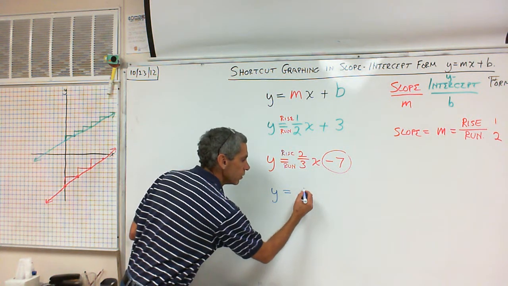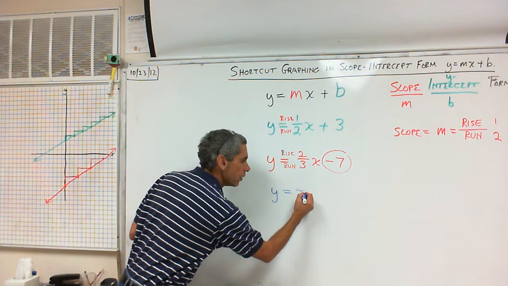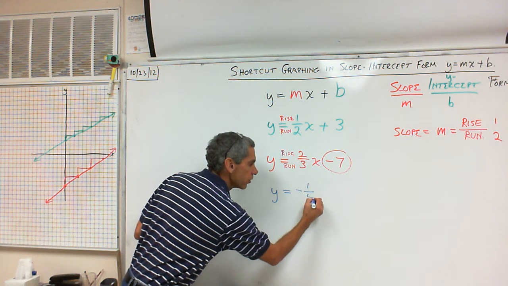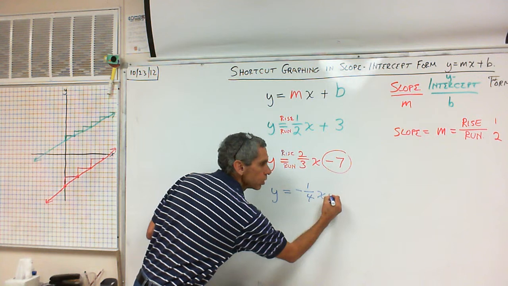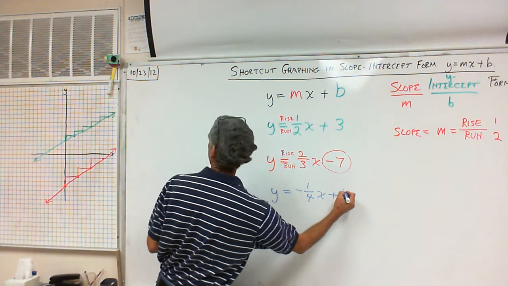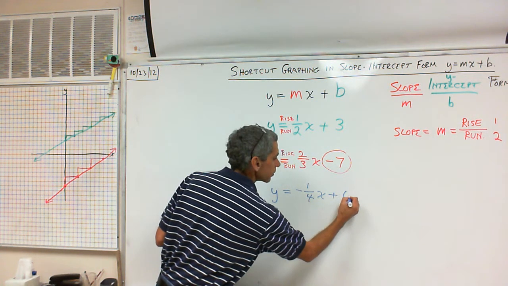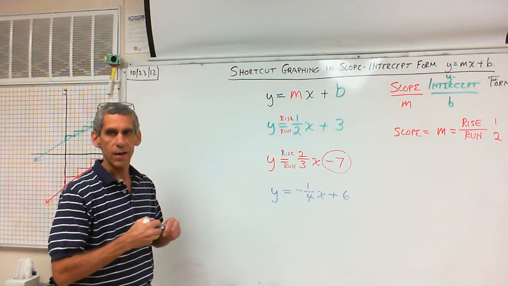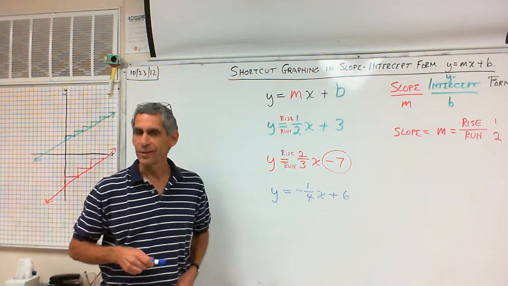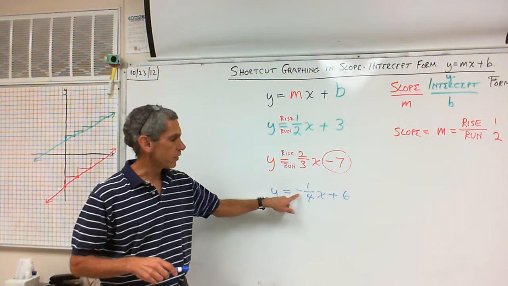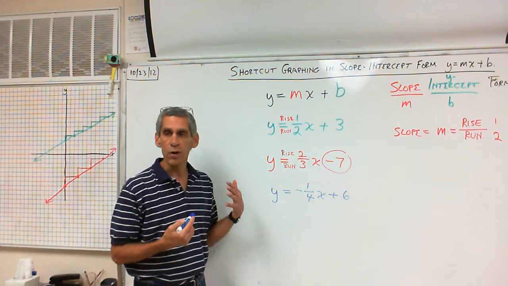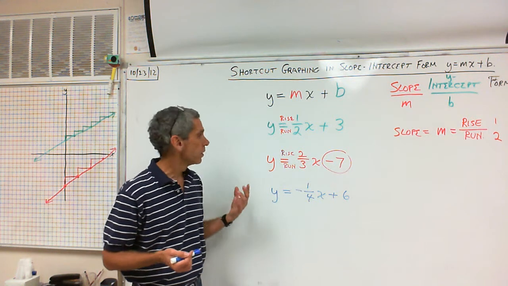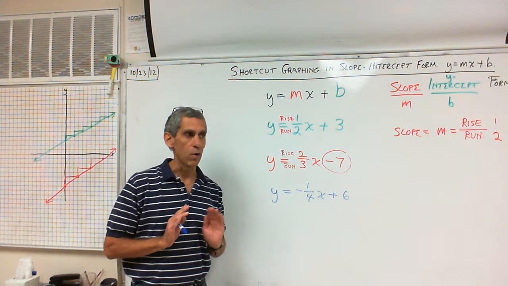Y is equal to negative 1/4 x plus 6. Does that mean you go down? Exactly. Remember, when you have a negative sign in front of the slope, it is rise over run, and you're always going to run to the right. You always run to the right.